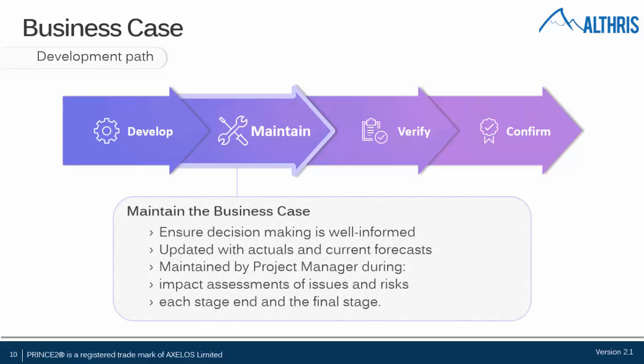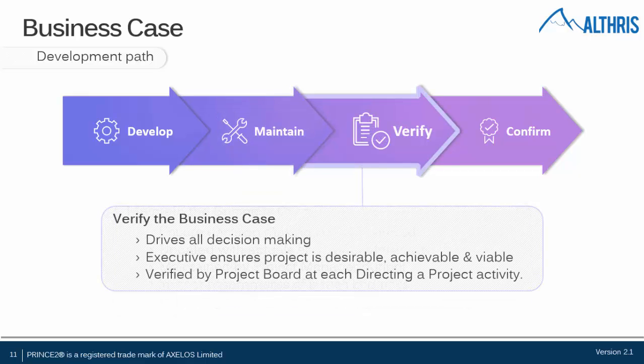Impact assessments are done on risks and issues to see how they will actually affect the business case as we go along. At each stage and at the final stage, this is done. Okay, we verify the business case. The executive ensures the project is still desirable, achievable, and viable.